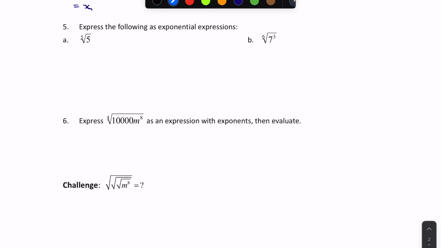Here it tells us to express the following as exponential expressions. So the fifth root of 5. And here, again, if there's no exponent, we assume that it's 1. So here we can rewrite it as 5 to the power of 1 over 5. Here, the sixth root of 7 to the power of 3. We rewrite that as 7 to the power of 3 over 6, and simplify 3 over 6 to 1 over 2.